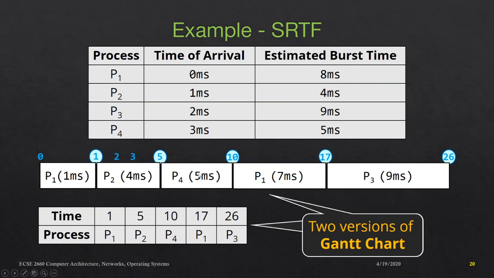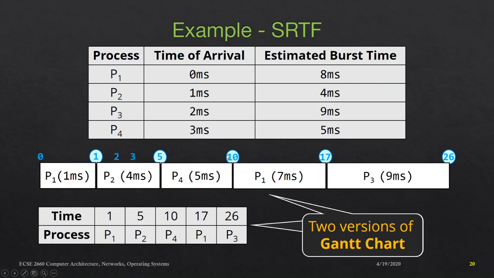So this particular picture that you see over here is from the previous slide that we did, and the highlighted time marks are the time marks at which there was a switch from one process to another process. So at 1 millisecond, we moved the CPU, stopped working on P1 and started working on process 2, and so on. So 1, 5, 10, 17, and 26 have been highlighted.